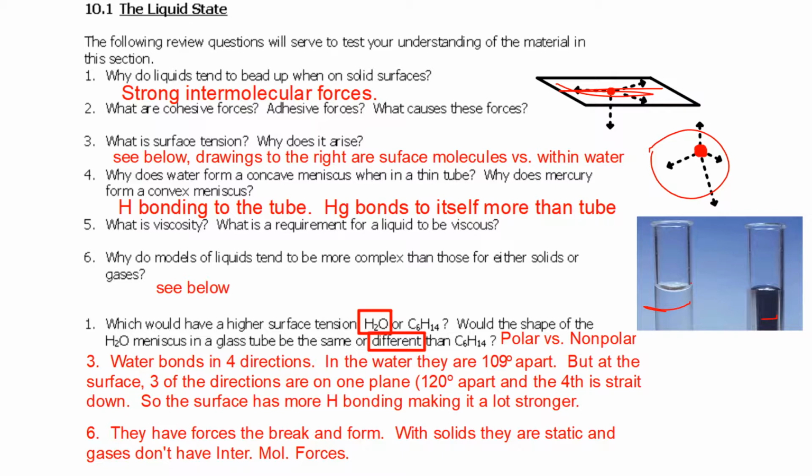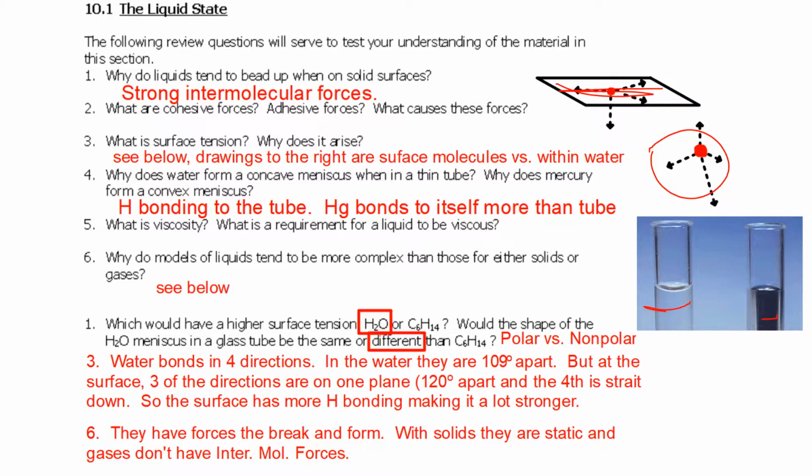All right. And then there's a question there, number 1 at the bottom after 6, which doesn't make any sense, but let's pretend it makes perfect sense. Which would have a higher surface tension, H2O or C6H14? Take a second, draw H2O. Good.